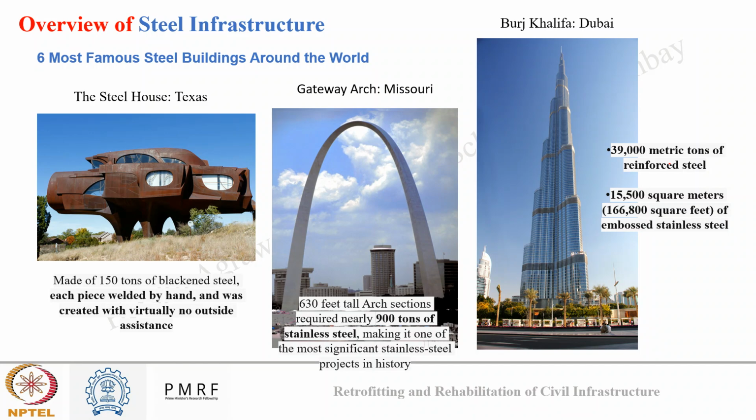Then there is Burj Khalifa in Dubai, which is a very known, very famous structure where around 39,000 metric tons of reinforced steel was used, while 15,500 square meters of embedded stainless steel was used for construction.